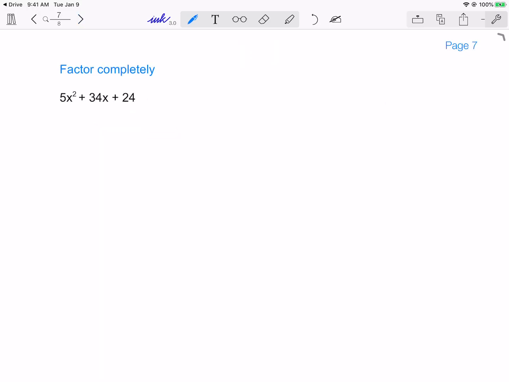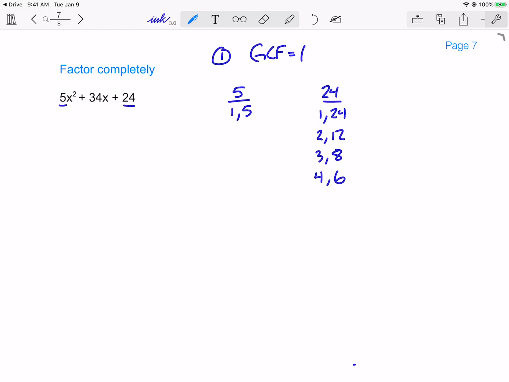Let's try another one. All right, this one is great. There is nothing exciting about step number 1, which is finding our GCF. Our GCF is 1, so I'm not going to factor out a 1 because it doesn't change anything. Now I'm going to look at the factors of 5. Well, there's only one factor pair. It's 1 and 5. But the factors of 24 are a little more extensive. I've got 1 and 24, 2 and 12, 3 and 8, and 4 and 6.